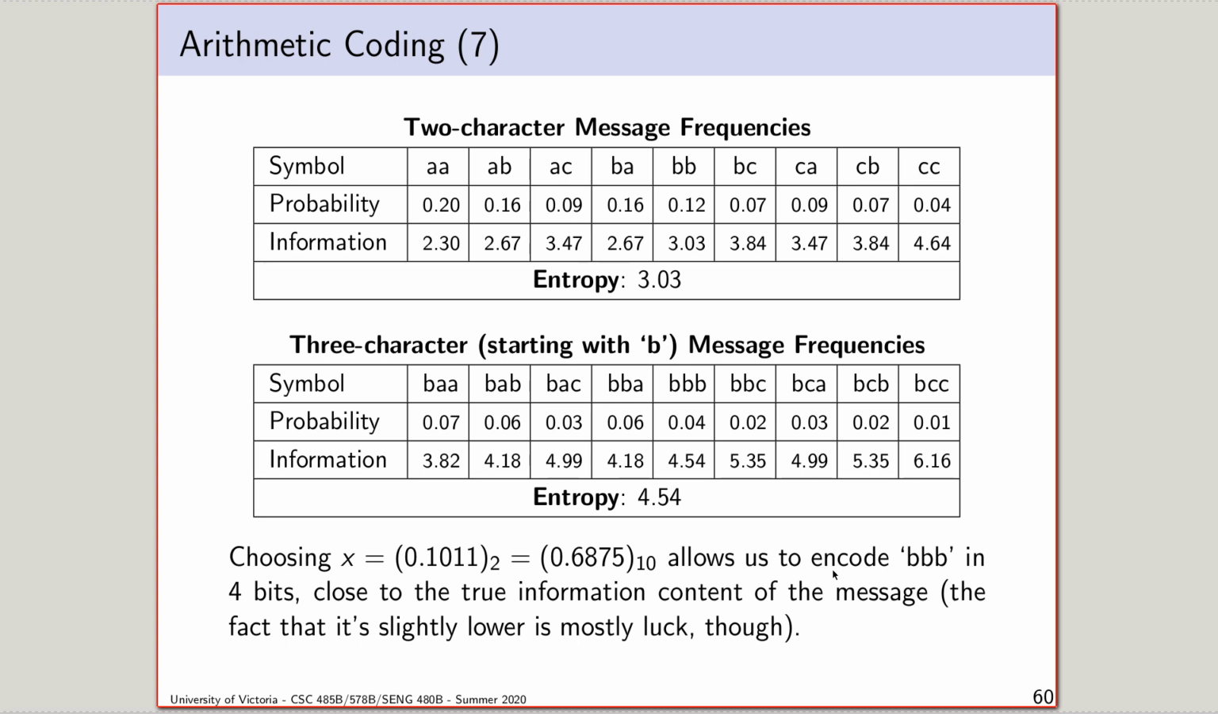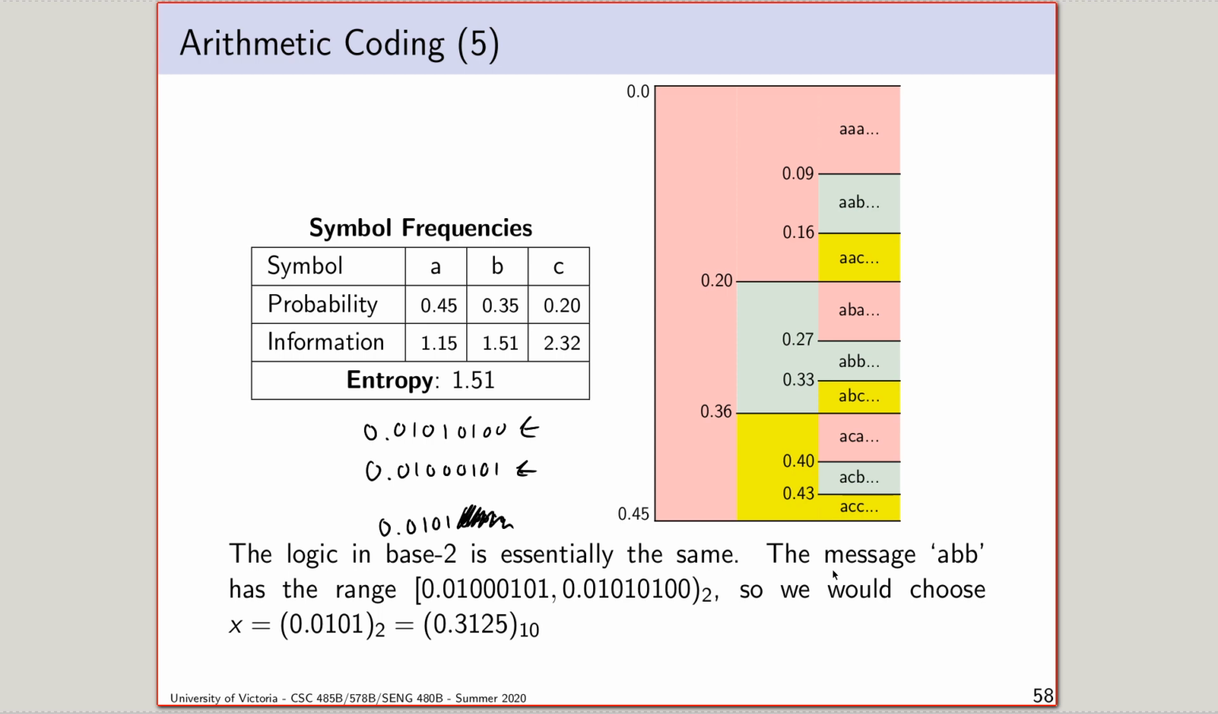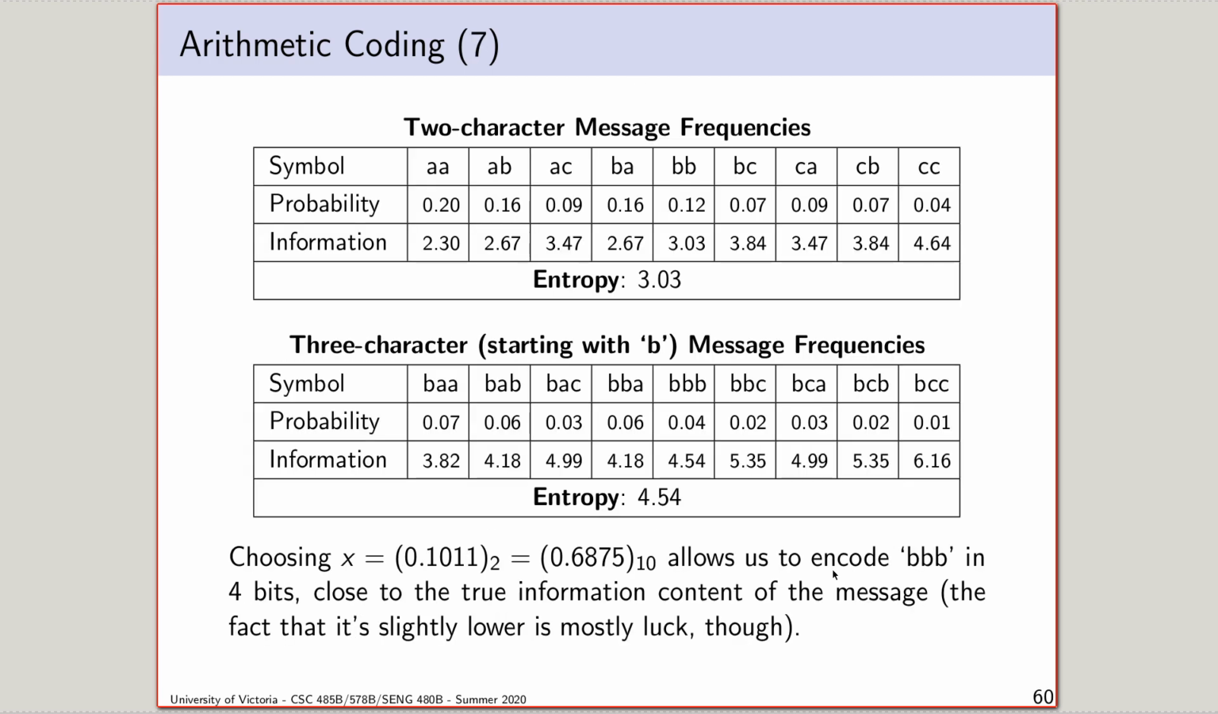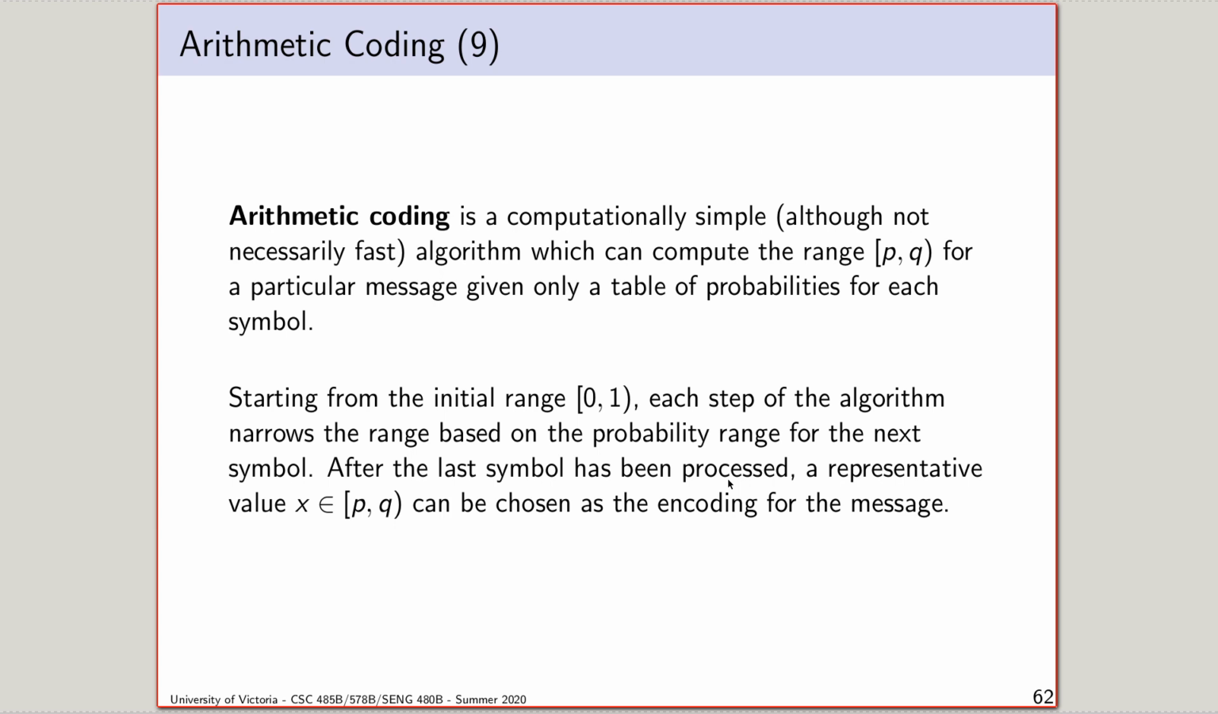You'll notice that if I do that, I'm encoding BBB, and I was encoding earlier ABB in 4 bits. If I go back and look at my probability table, BBB's information content is around 4 bits. Now, it's true that if I'm using 4 bits, I'm apparently encoding it in less than its information content. Well, that's just sort of luck. Don't read too much into that. In the same way that Huffman coding occasionally assigns a shorter encoding than the information content, on average, this new technique isn't going to give us better than entropy. Huffman coding gives us 6 bits. So I've saved 2 bits in that encoding.